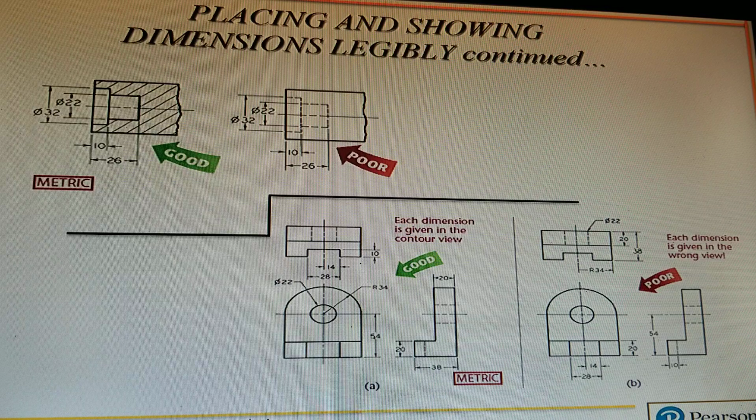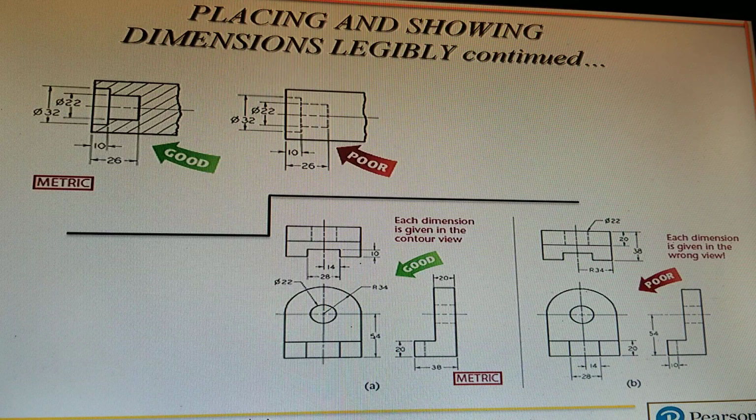Placing and showing dimensions legibly, continued. So here's some continuation of how to put dimensions in. On the upper left there, you have two parts. One is a section. They're the same part. One's a section and one's not. The one on the right is not a section drawing, right? It's a regular drawing. And they're putting dimensions to hidden lines. That is a big no-no.